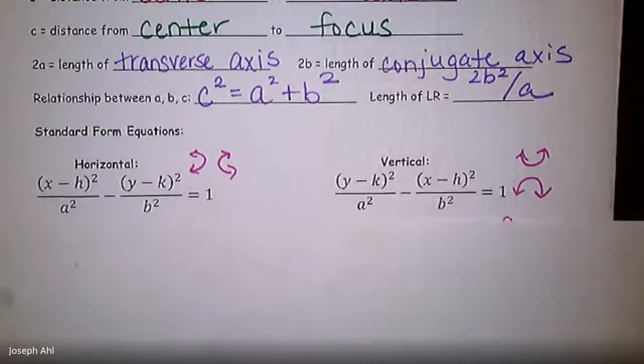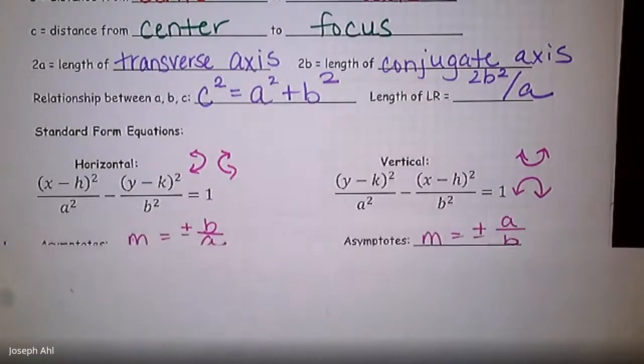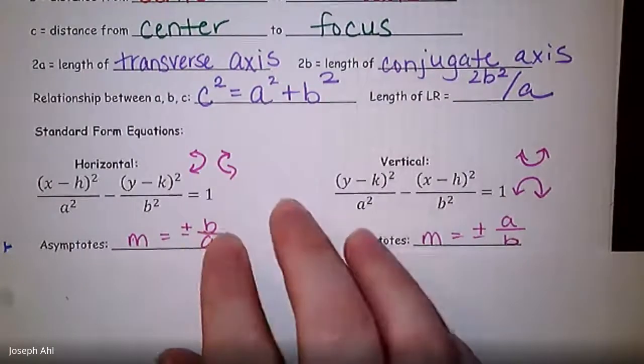Okay. Now that we hopefully have a better sense of horizontal versus vertical, we're going to graph one of each type, I'm sure, at some point today. The last somewhat challenging piece, because it's a new piece of information for hyperbolas, would be the equations of the asymptotes. So what do I mean by those?